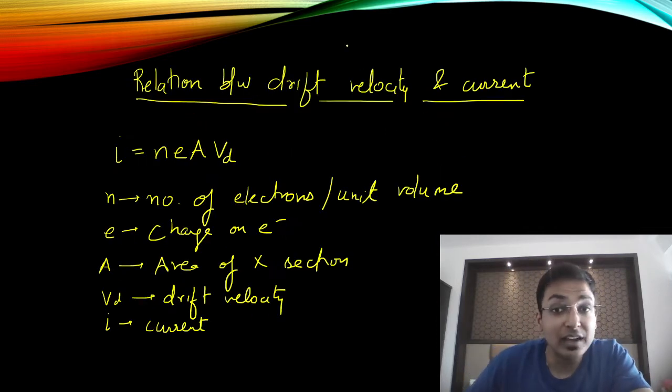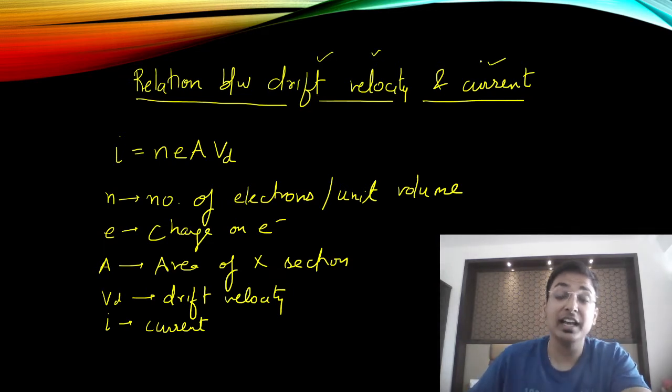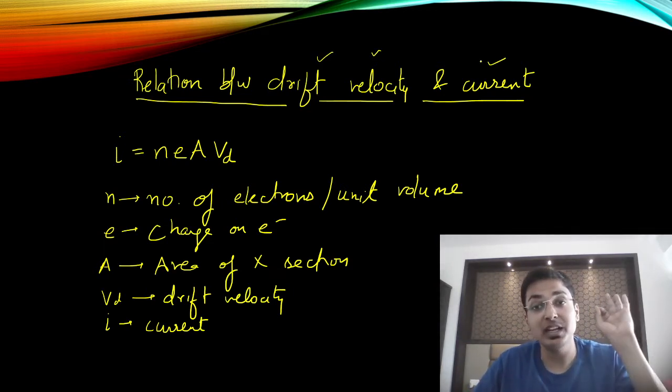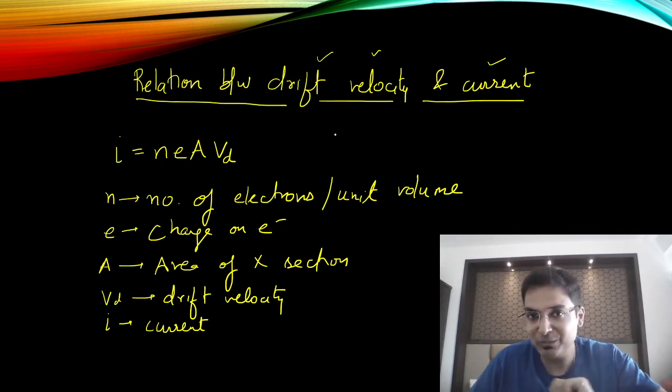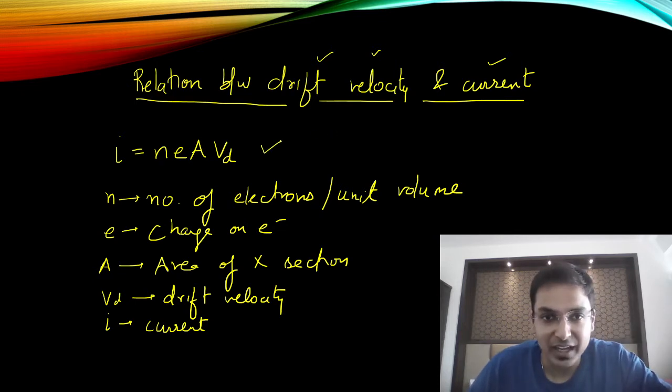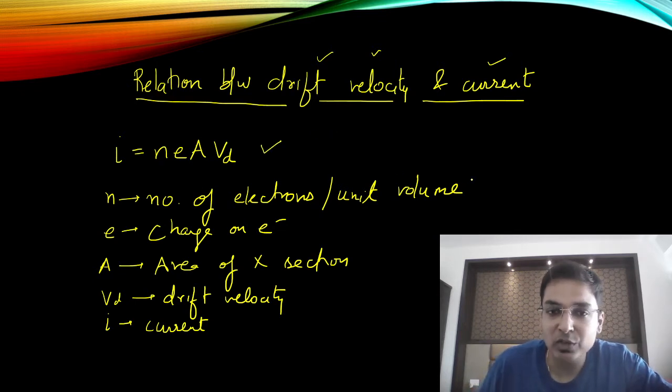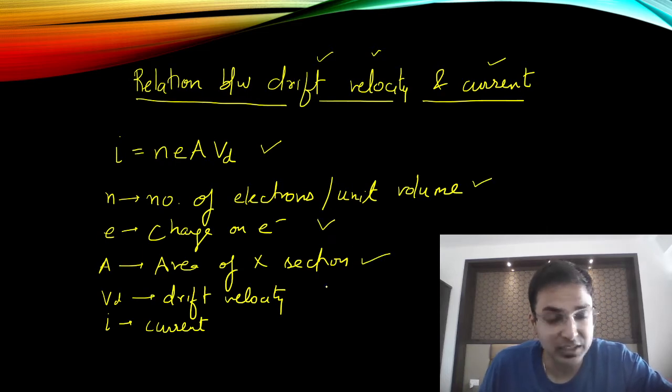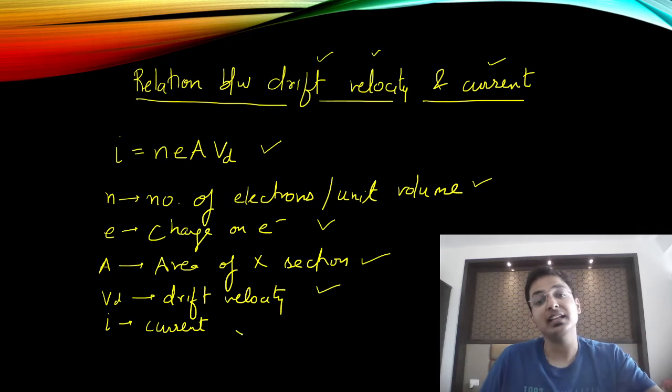Next, guys, relation between drift velocity and current. All these formulas are very important. Keep a note of these. Are you all writing with me? Okay, great. So I is NeAVd. N is the number of electrons per unit volume, e is the charge, A is the area of cross section, Vd is the drift velocity, and I is the current.